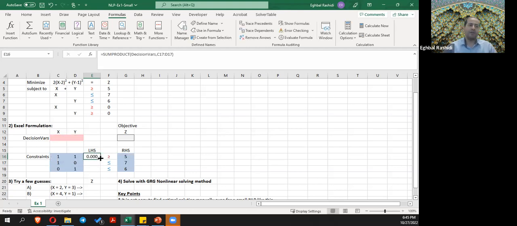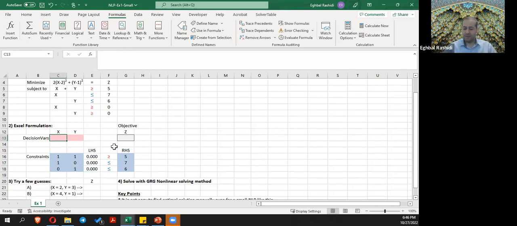So this is going to be the sum product of the decision variables and our matrix here. So now I can drag it down. I'll make sure that. Okay, now it's working. All right, so it works.